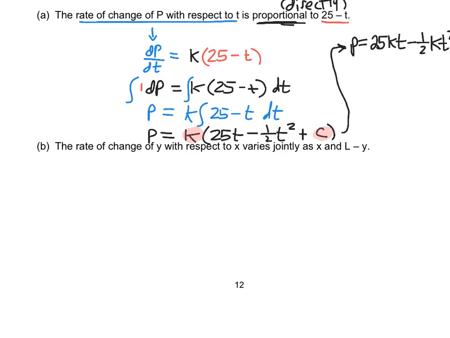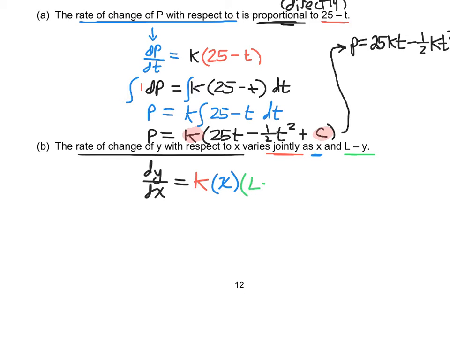Joint proportionality, rate of change of y with respect to x, so dy dx, varies jointly as, so we have still a multiplier of k as k and L minus y. All right, so L minus y.